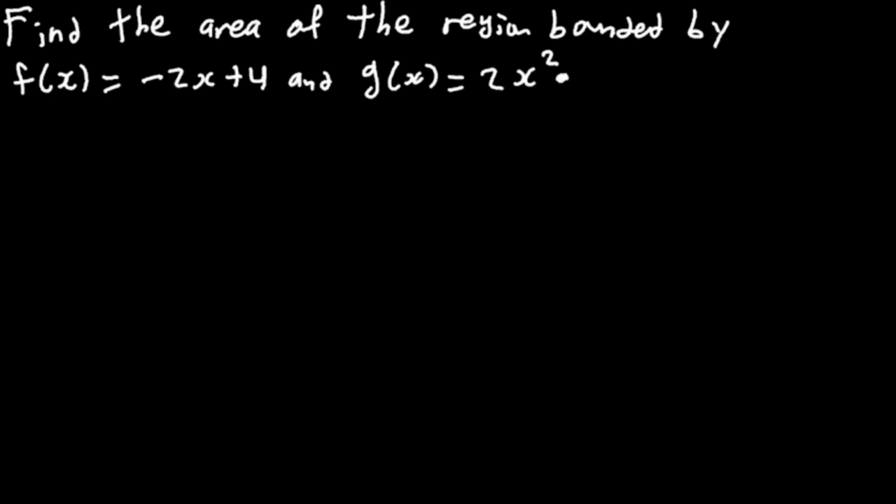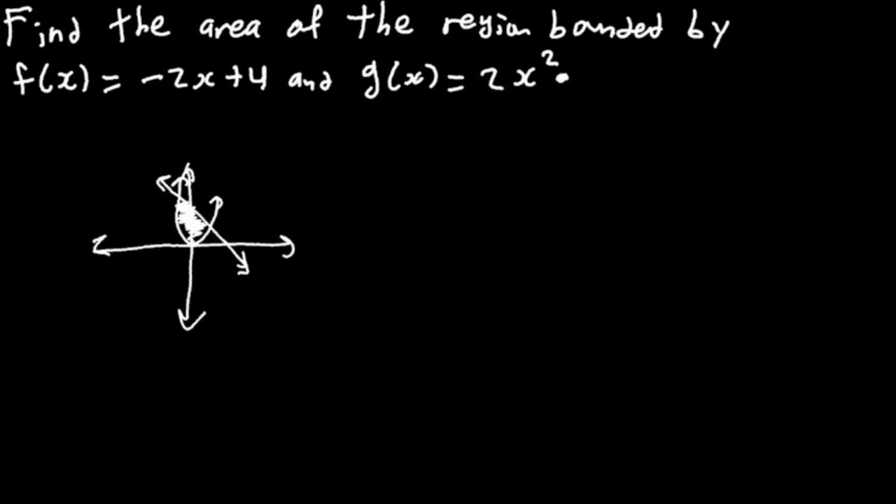Alright, for this next problem, we want to find the area of a region bounded by two curves. So I find it useful to draw a sketch for these types of problems. So one of our functions is f of x equals negative 2x plus 4. So that'll look something like that. And our other function is g of x equals 2x squared. So that'll look something like this. So our region is going to be this. We want to find the area of that.